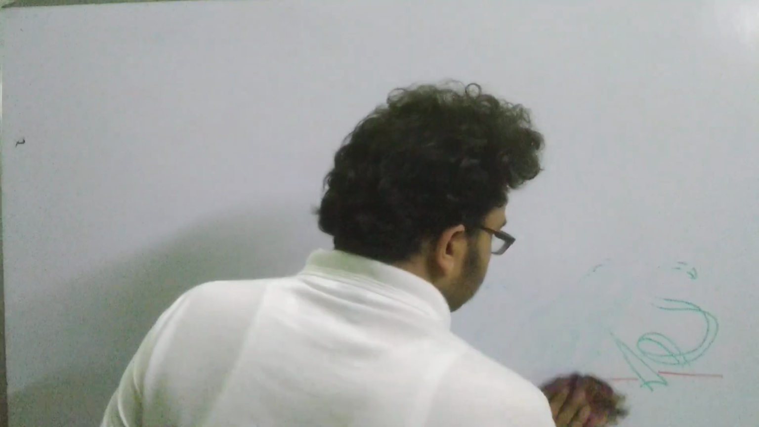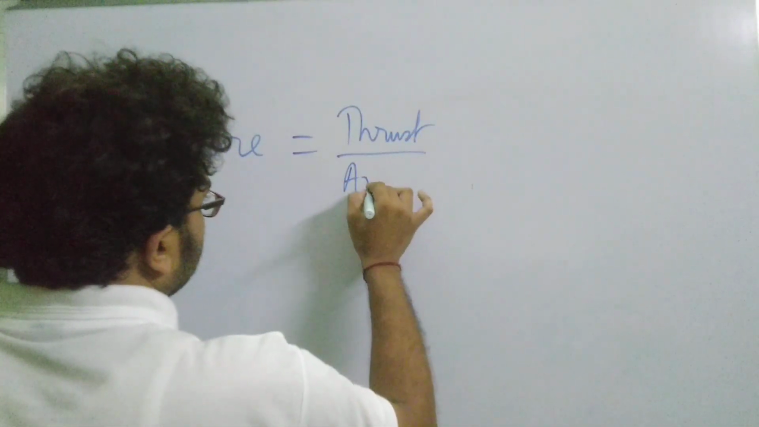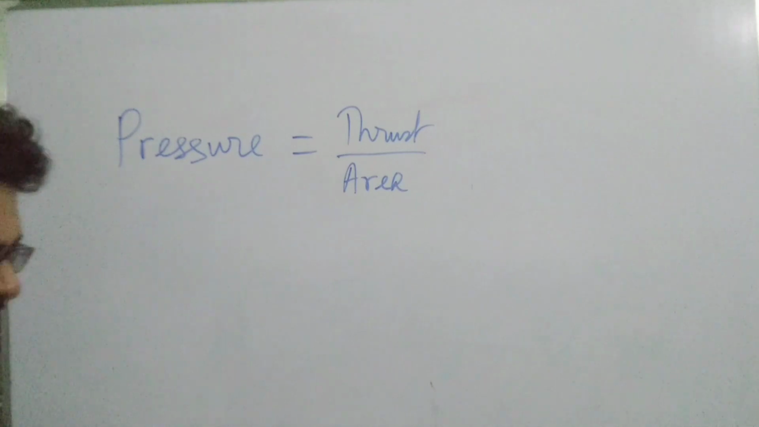First of all, if we recapitulate once again, pressure was basically force by area. Sorry, it's thrust by area, isn't it? Pressure was nothing but thrust by area. So it can be given by this formula: pressure equals thrust by area. If a question is asked what are the two factors on which the pressure depends, can we say it? Yes, definitely. As can be seen from the formula, pressure is dependent on two factors: one is the thrust and the other is the area.